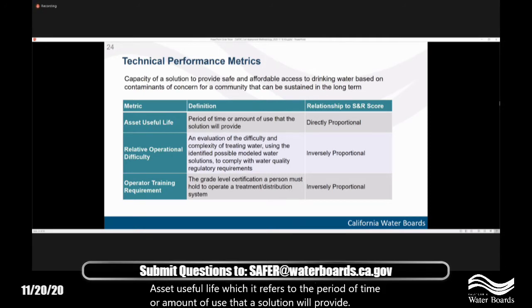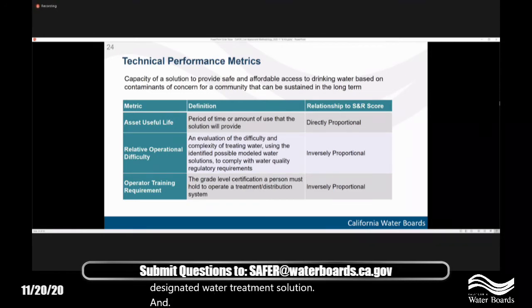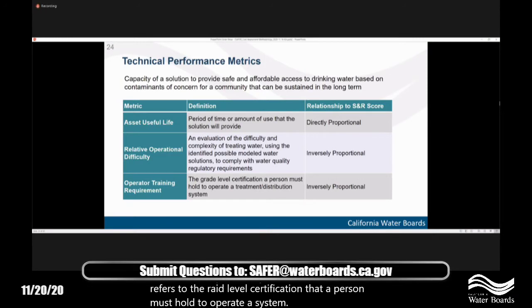The second metric is relative operational difficulty, which refers to the difficulty or complexity of treating water using a designated water treatment solution. And third is operator training requirement, which refers to the grade level certification that a person must hold to operate a system.